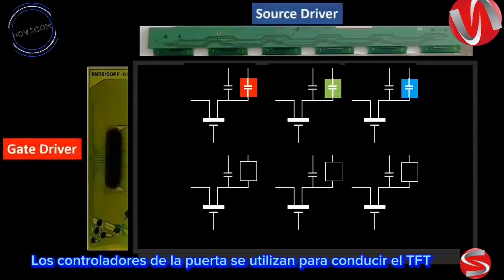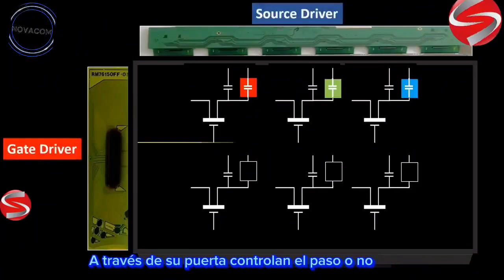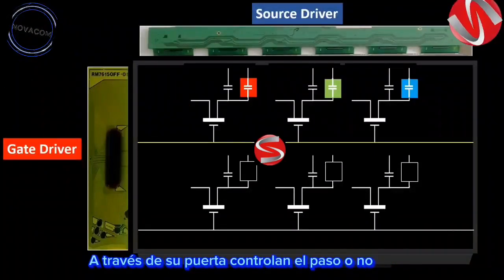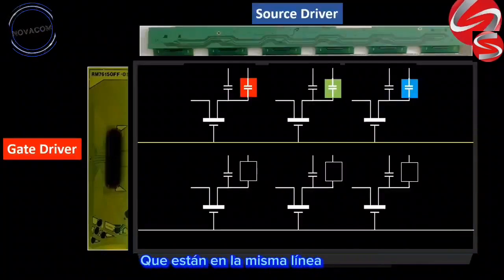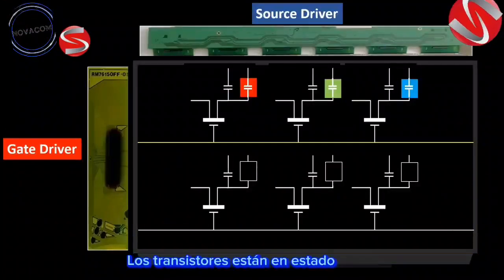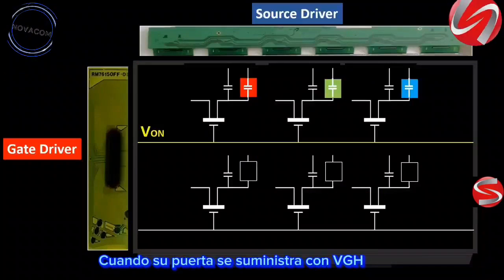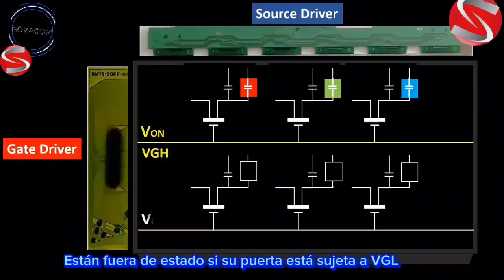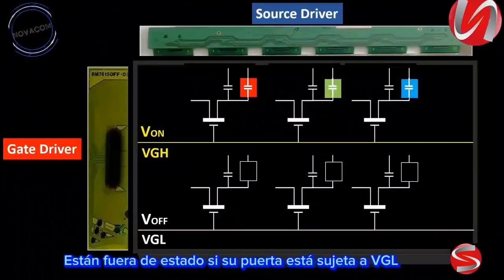The gate drivers are used to drive the TFT through their gate. They control the passage or not of the voltage that feeds all the gates that are on the same line. The transistors are in on state when their gate is supplied with VGH. They are in off state if their gate is subjected to VGL.